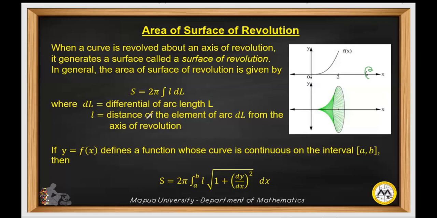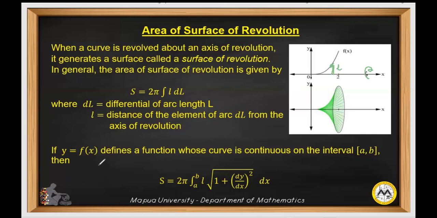And L is the distance of the element of arc, the differential of L, from the axis of revolution. So for example, if we consider part of this, rotating this about the x-axis, then the distance of this point from the axis of revolution is L. So L is the distance of the element of arc length, differential of L, from the axis of revolution.